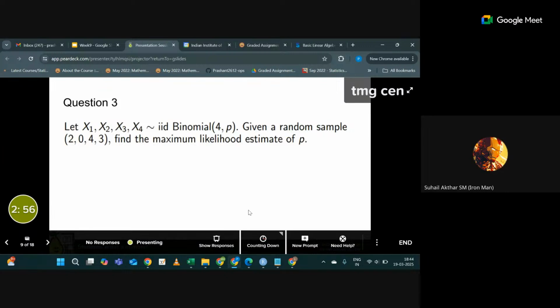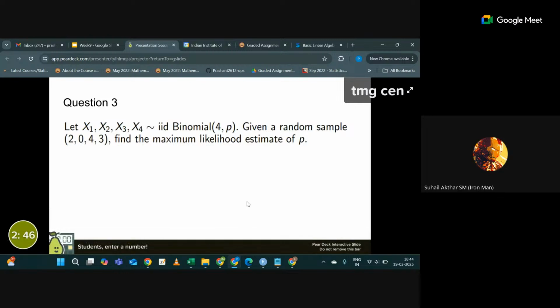Sir, if there are two unknowns that we need to calculate in maximum likelihood, will it be possible? Is there a chance that we can calculate two unknown parameters by using MLE? You are talking about two unknowns? Yes. That we can discuss. Just now focus on this one. Okay, sir.